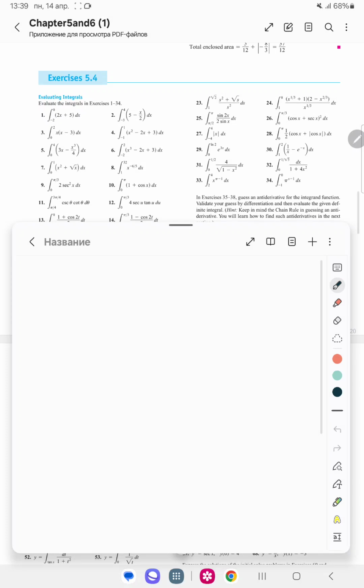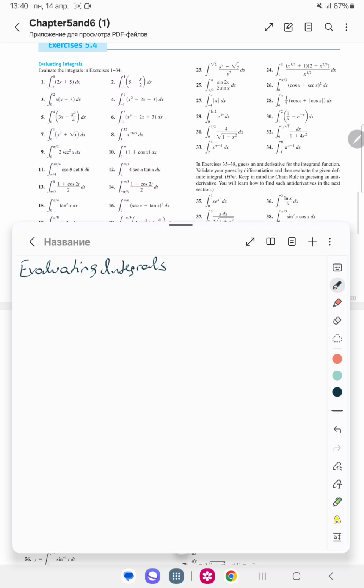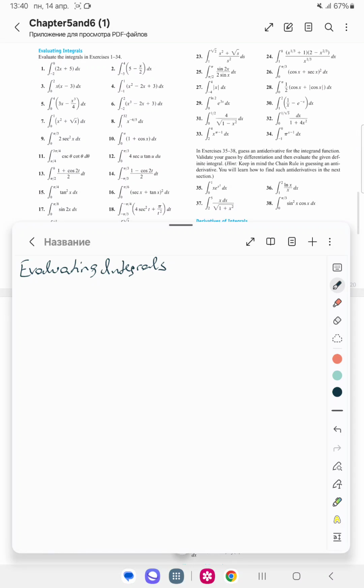Okay, now let's first do some examples from evaluating integrals. For example, let's do some trigonometric ones. Let's start first with the easy one. Number 7. From 0 to 1, find the integral of x squared plus square root of x, dx, equals.